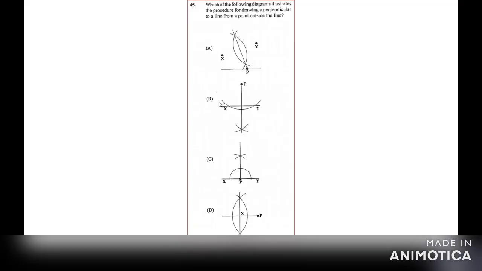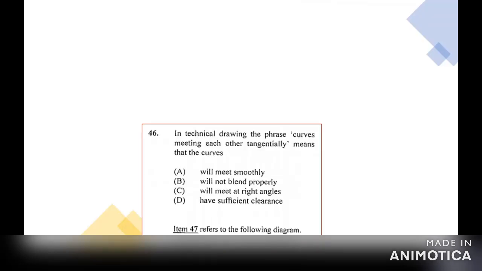Outside the line. So the answer for this question would be B, which is number 45. So I think they asked how do you bisect a line from a point outside the line. So the answer would be B. I wish I could see the whole question so you can see it, but it's okay.